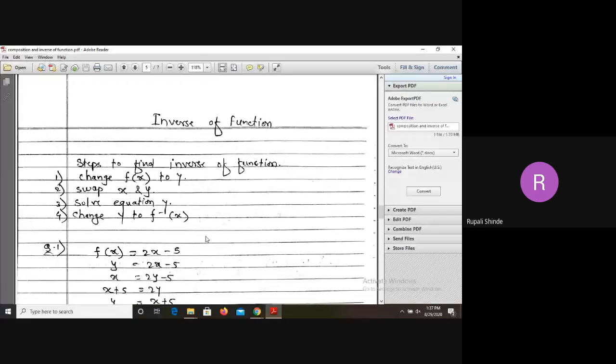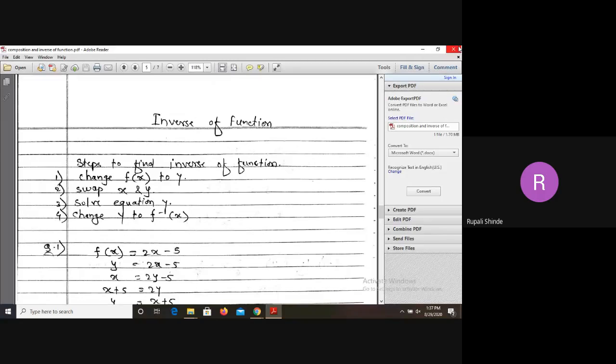So here we have completed unit number 5, that is functions. Do you have any doubt regarding this unit? Have you understood all the concepts? Okay. So I hope you have understood all these points.